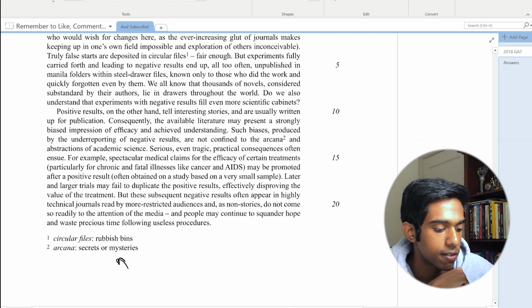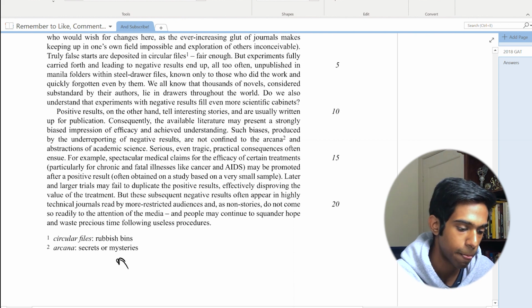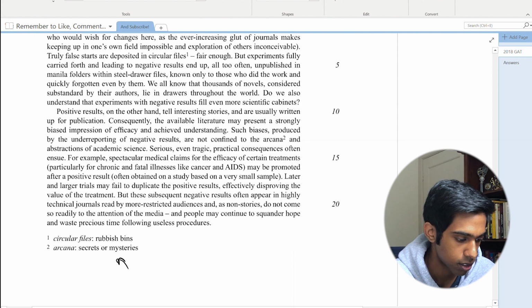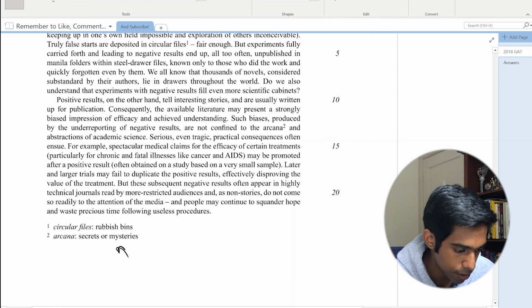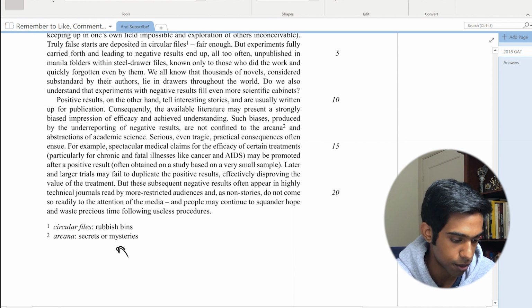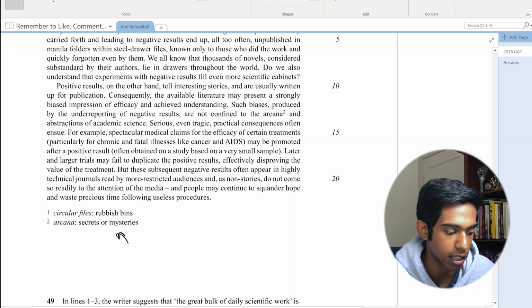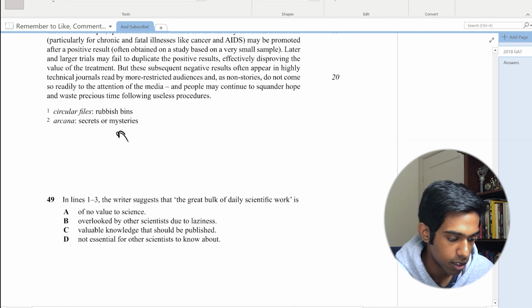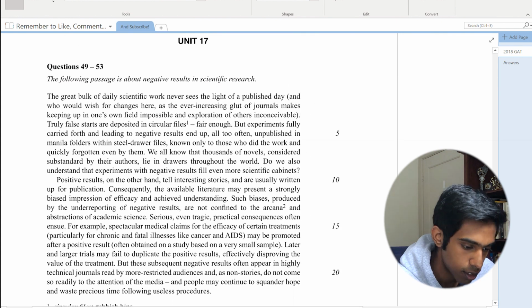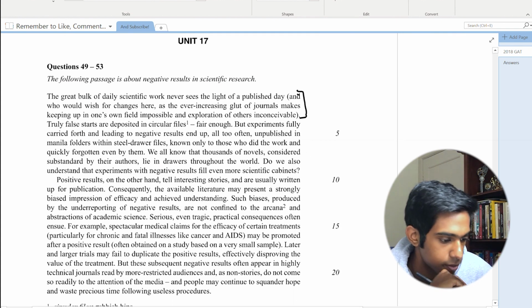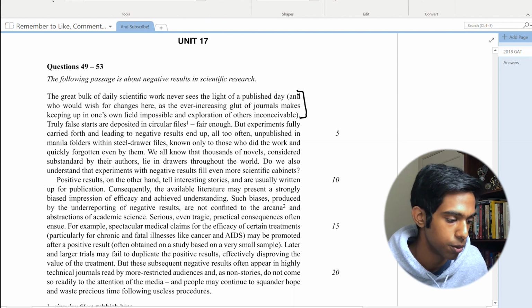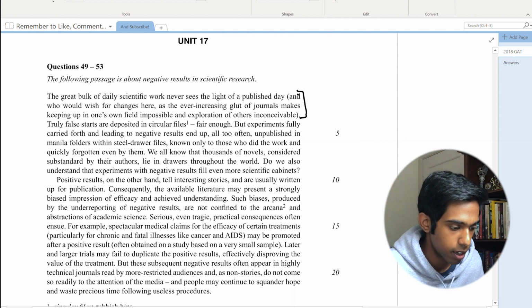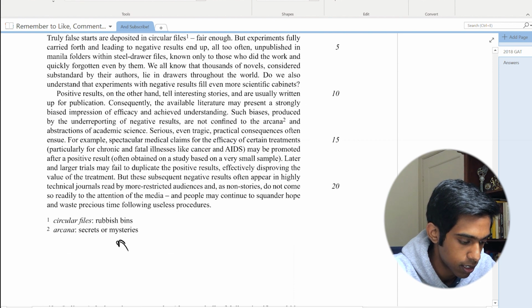Spectacular medical claims for the efficacy of certain treatments may be promoted after a positive result. Negative results often appear in highly technical journals and do not come so readily to the attention of media. Okay. So in lines 1 to 3, the writer suggests that the great bulk of daily scientific work is, let's have a look at this. So we're reading from here to here. Never sees the light of published day. He's basically saying that there's a lot.